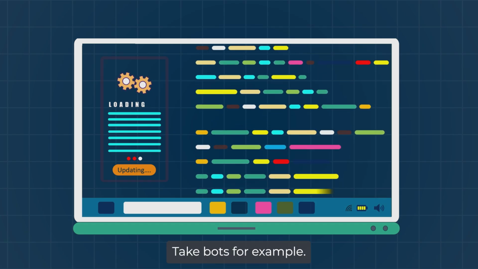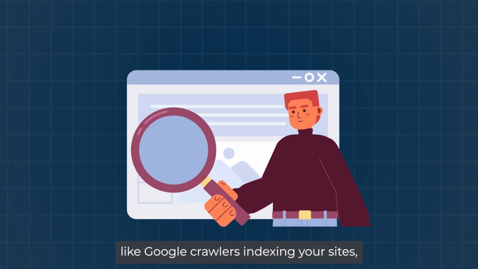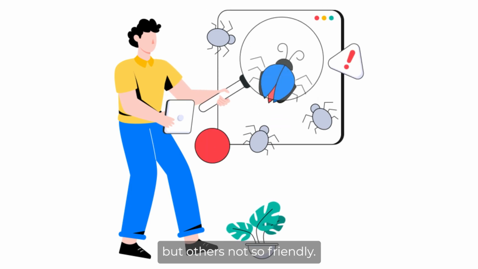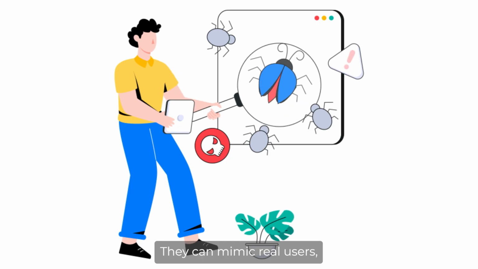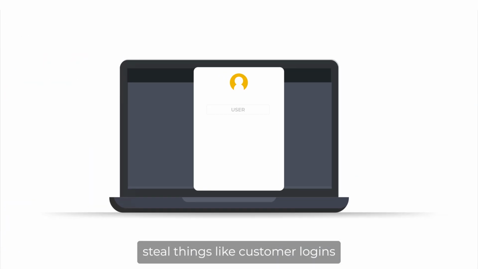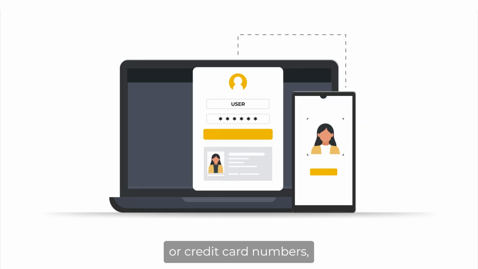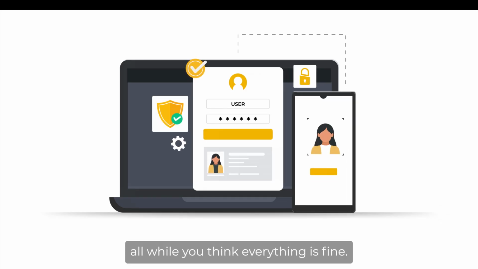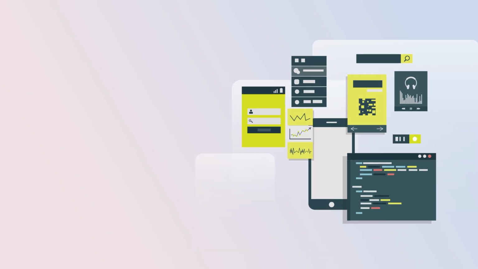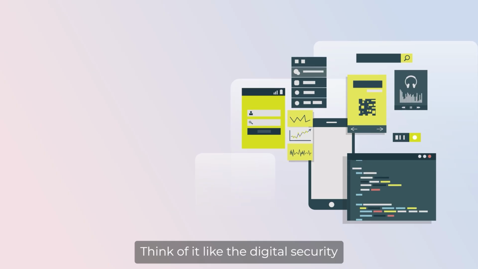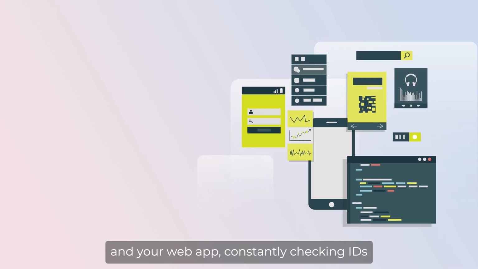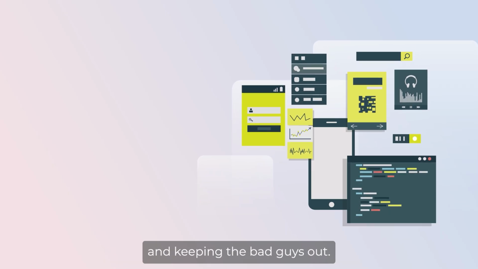Take bots for example. Some are good, like Google crawlers indexing your site. But others, not so friendly. They can mimic real users, bypass basic security checks, and quietly steal things like customer logins or credit card numbers, all while you think everything is fine. That's where a web application firewall comes in. Think of it like the digital security guard standing between the internet and your web app, constantly checking IDs and keeping the bad guys out.